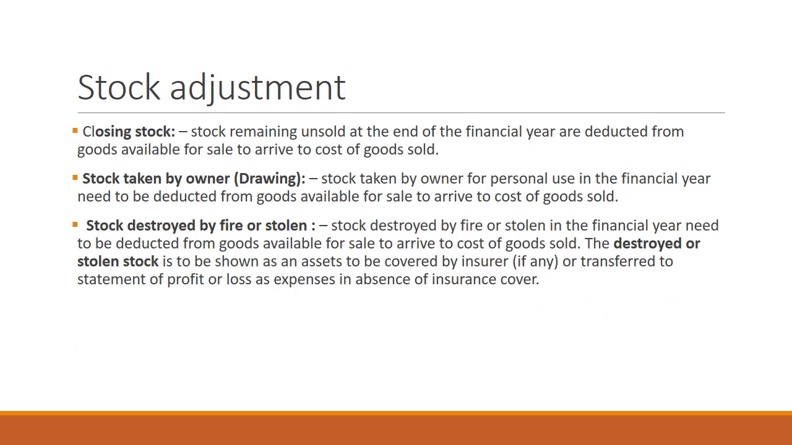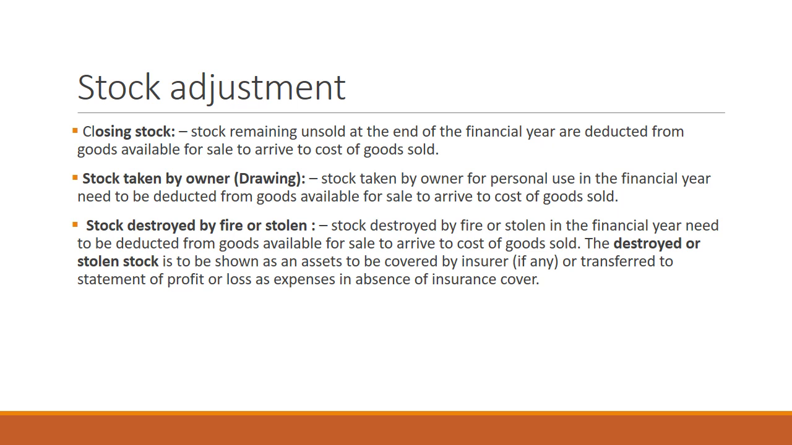Sometimes we also make an adjustment on stock. Commonly we have a closing stock, that is stock remaining unsold at the end of the financial year. It is deducted from goods available for sale to arrive at cost of goods sold. And sometimes we make an adjustment on stock taken by the owner, such as drawings. So if the owner draws some stock, we need to make an adjustment: from goods available for sale, we also deduct stock taken by the owner. And again, stock destroyed by fire or stock stolen.